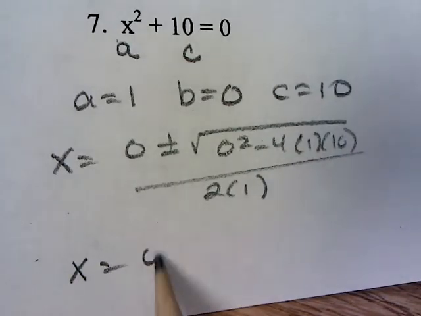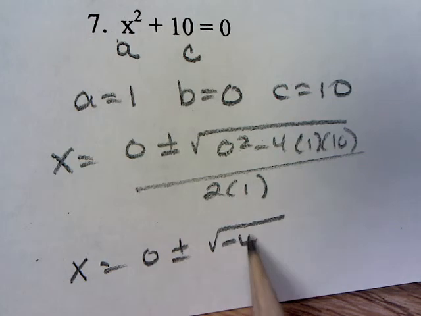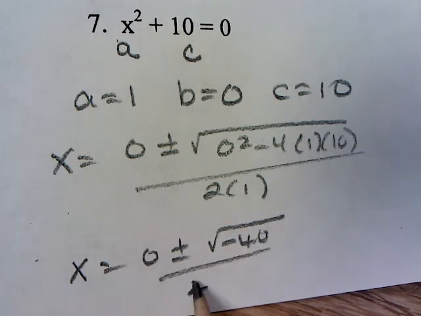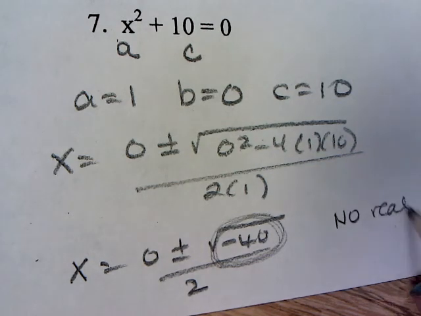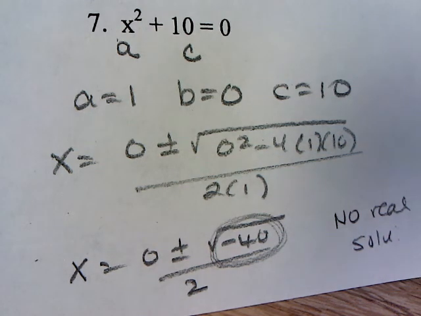Clean up. Here becomes my problem. Cannot have a negative under my radical. And if I try to do it, then I will get what we call an imaginary number, but it's called no real solution. So you would just put no real solution. And if you had the graphing calculator, it'll say error, no real solution or no real answer.